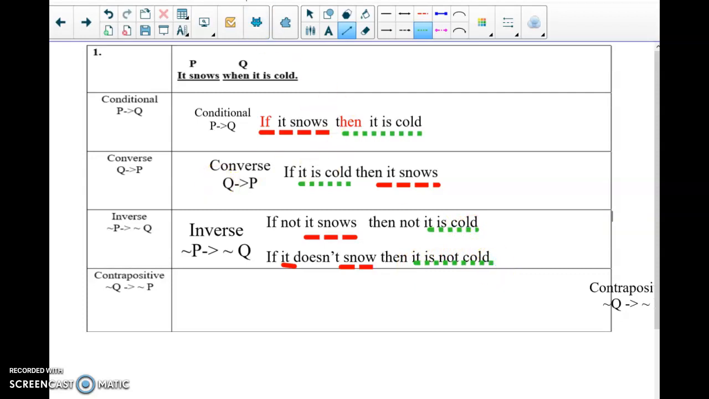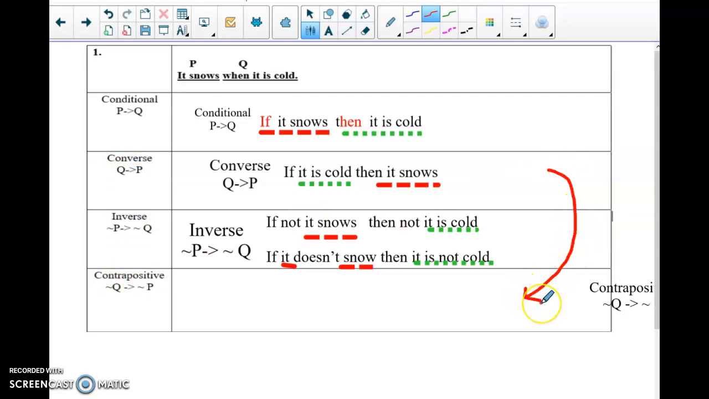Okay. The next one would be, notice the connection. The connection is going to be from here to here. So converse is in this order. Converse is if Q then P. Contrapositive is again if Q then P. So we're going to take this one and we're going to stick the word not in front of it. Okay, so let's do the same.